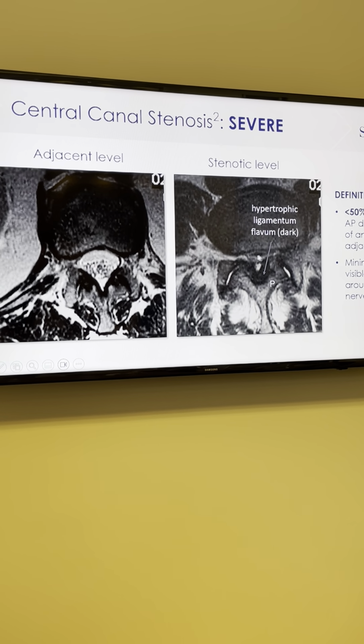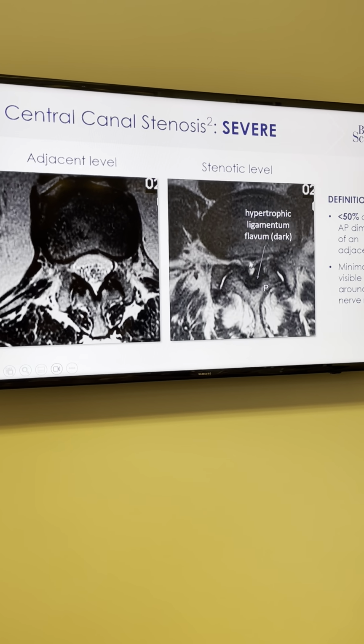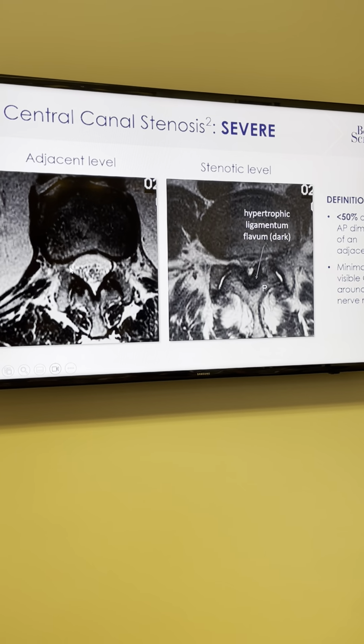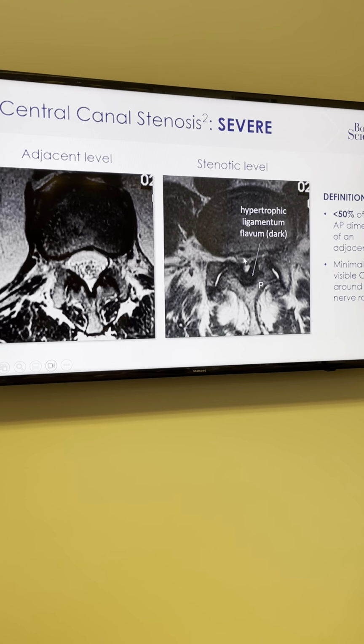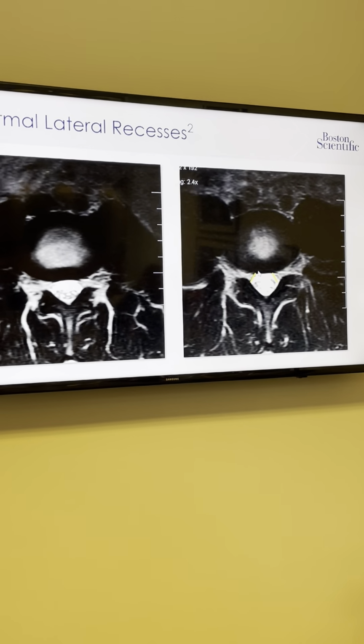Okay, severe. No CSF. Remember, this is epidural fat right here. So no CSF when compared to a normal adjacent level, and really you just can't see anything. I think that's the easiest one to see. So that's the central stenosis.